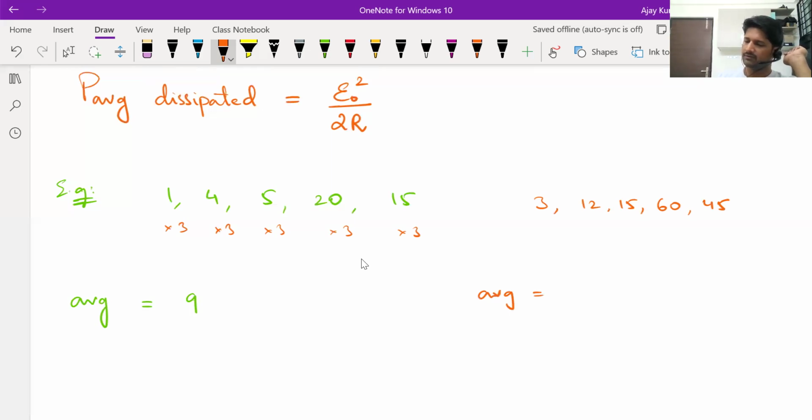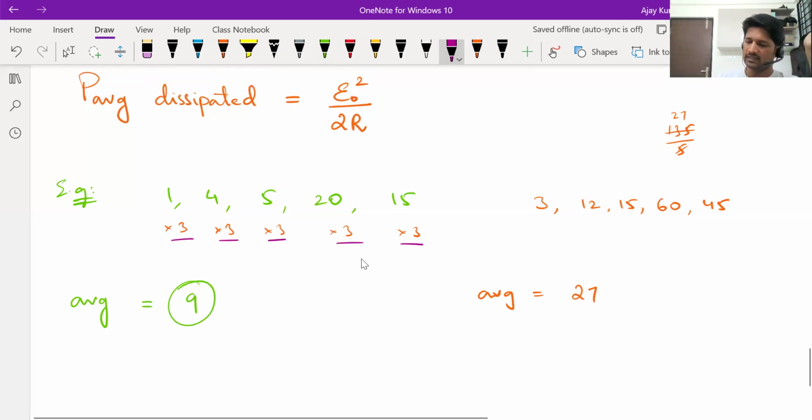3 plus 12 is 15, 15 plus 15 is 30, 30 plus 60 is 90, 90 plus 45 is 135. 135 divided by 5 entries now becomes 27. Okay, for the original numbers, the average value was 9. When all the original numbers are multiplied with the same constant, then the average is also multiplied by the same constant. So 3 into 9. Fine.